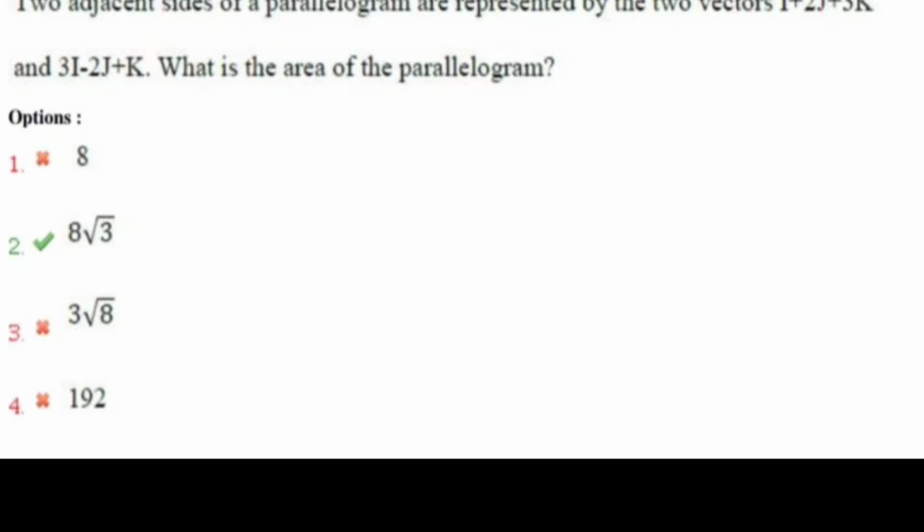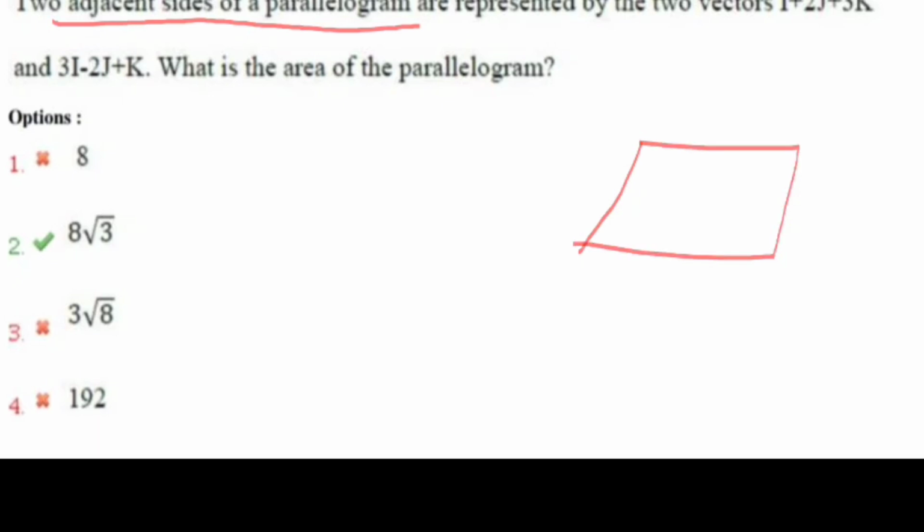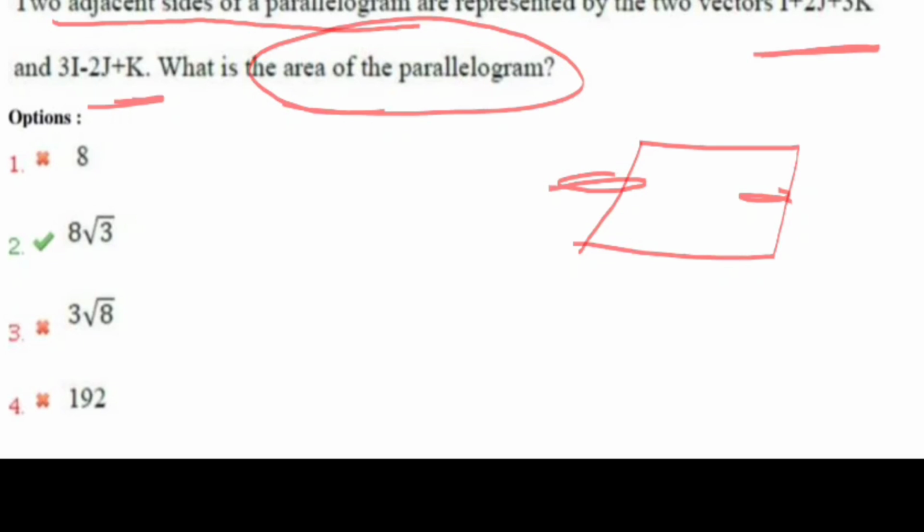The question reads, two adjacent sides of a parallelogram. He took a parallelogram and these two adjacent sides are represented by two vectors, i plus 2j plus 3k and 3i minus 2j plus k. What is the area of the parallelogram? He is asking the area of the parallelogram. Option A 8, option B 8 root 3, option C 3 root 8, option D 192.